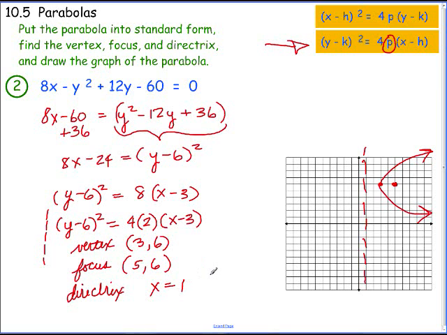When I go to graph this, there it is. Let's see, did I find everything? The vertex, the focus, and the directrix, and then sketch the graph.